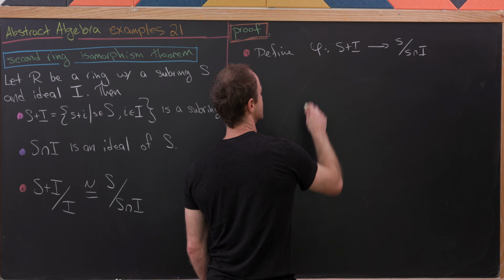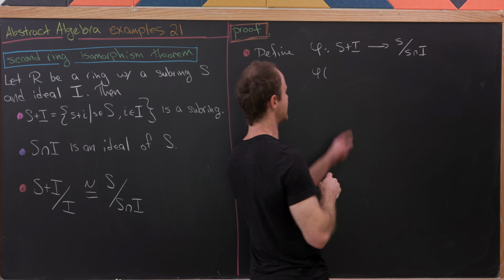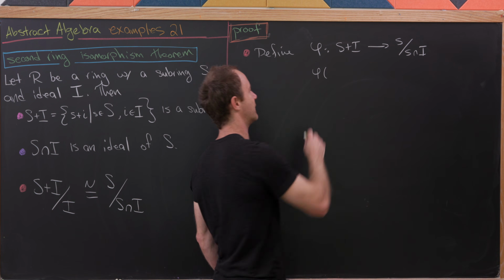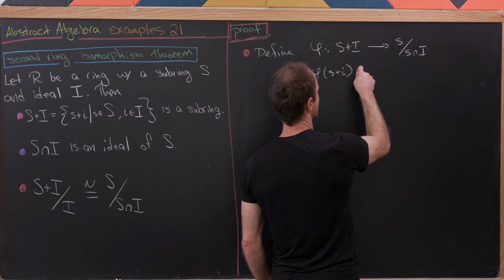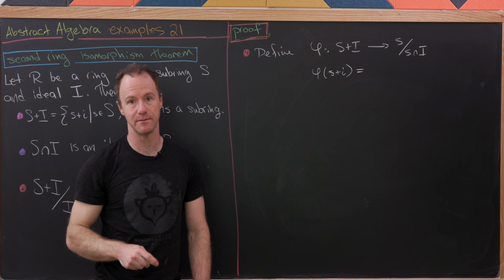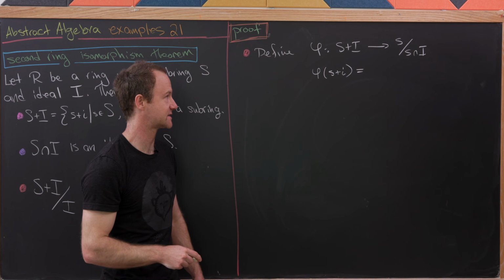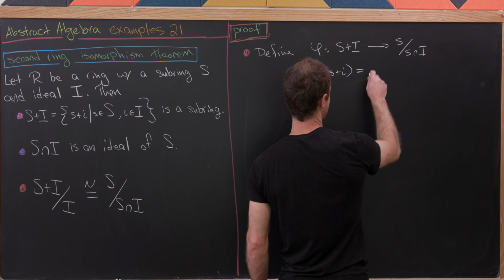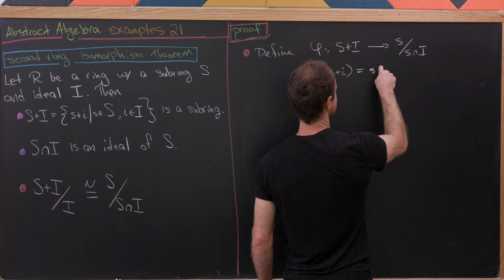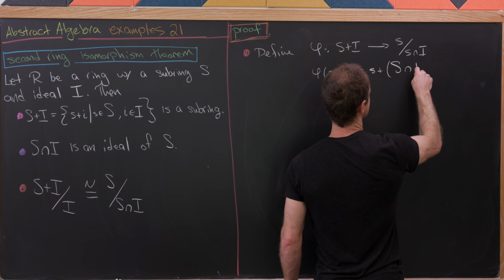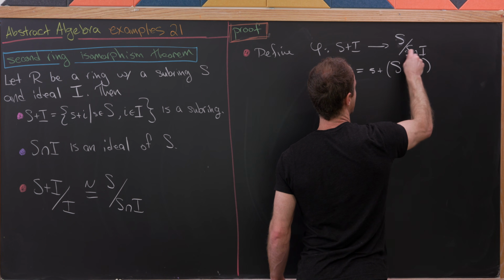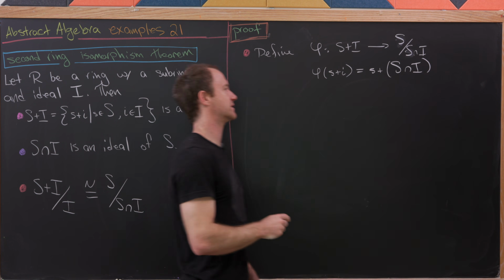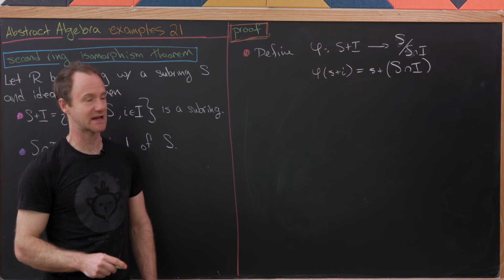And what does it do? Well, notice that everything in S plus I is of the form little s plus little i. And then everything over there is a coset built out of elements from S. So let's map this into the coset s plus S intersect I. And let's try to be a little bit more exaggerated with our capital and lowercase s's so it's not confusing. Okay, so that's our map.